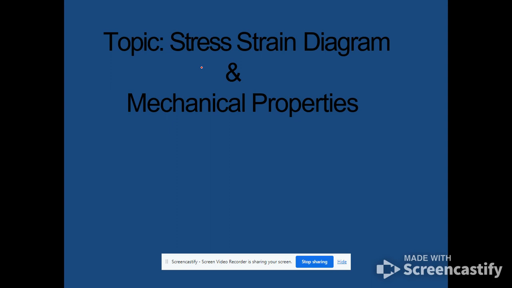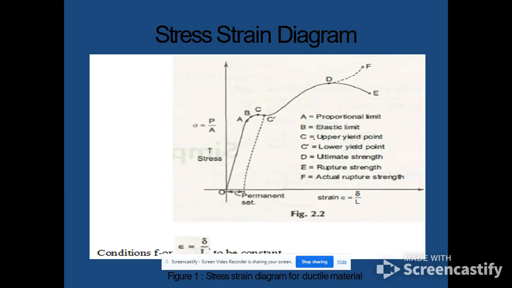Today we will discuss the small topic of stress strain diagram and mechanical properties. First of all, the stress strain diagram for ductile material. First, what is stress? Stress means the internal resisting force offered by a body against deformation. Stress is force by area. Units are Newton per meter square.